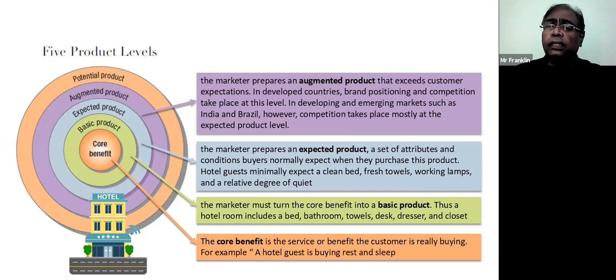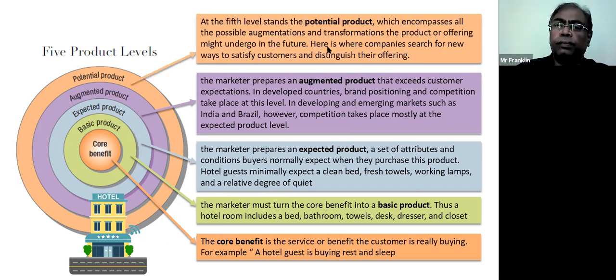And then you have what you call the potential product. What do you think is a potential product? Different levels, each one adds value. What do you mean by potential product? Potential means the future, okay? Something one step higher, in the future. So this is the future potential product. The fifth level is the potential product, which means all the possible augmentations, transformations, and product offerings in the future. It's where companies search for new ways to satisfy customers and distinguish their offering. Okay, now this is a potential product.